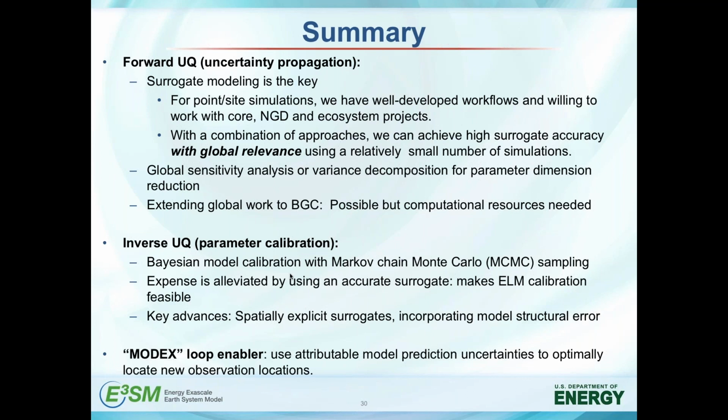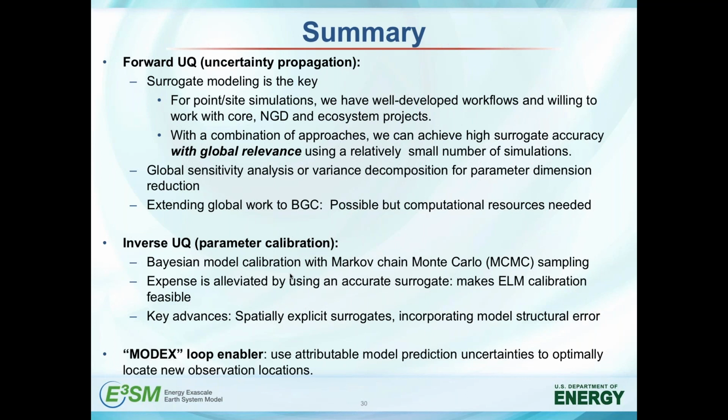The global work I showed was primarily with satellite phenology, but we're very interested in extending that to the full BGC version of ELM, which is about 10 to 20 times more expensive when we're considering the spin up, and obviously introduces more uncertain parameters as well. We think this is possible to do, but we will need to look at the computational resources needed to extend this work to full BGC.